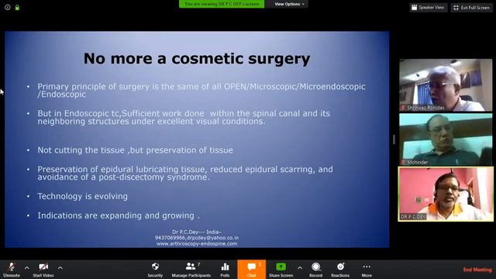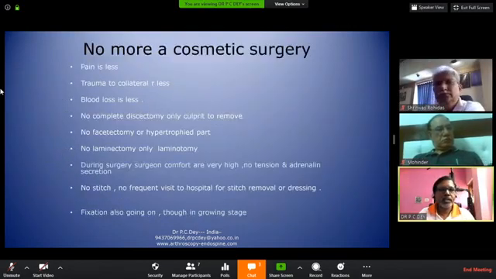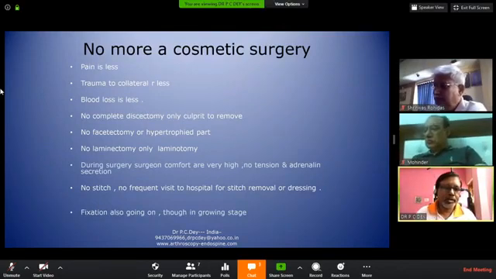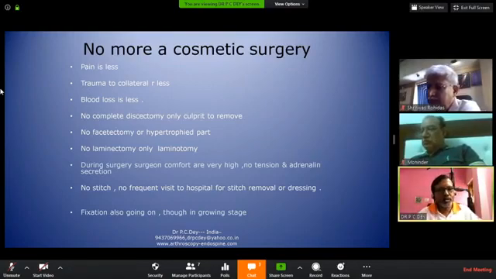We are able to finish the 4 level within 1.5 to 2 hours, and also the foraminal disc, extraforaminal disc, cervical problems also, anterior and posterior, both can be done. Pain is less, trauma is less, blood loss is less, no complete discectomy, only the culprit has to be removed, and no facetectomy, only the hypertrophic part of the facet, no laminectomy, only the hypertrophic part of the lamina.